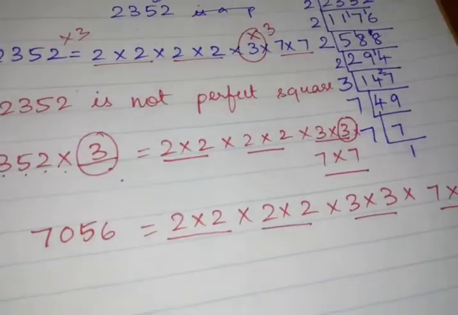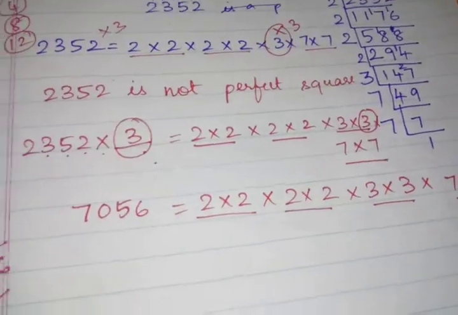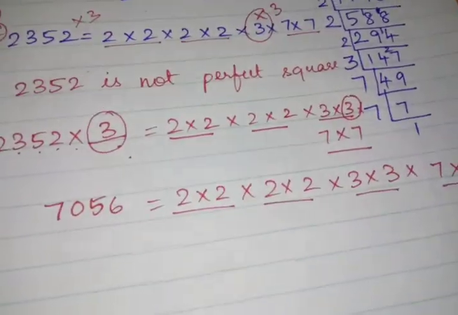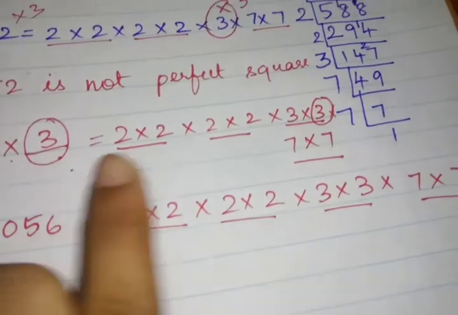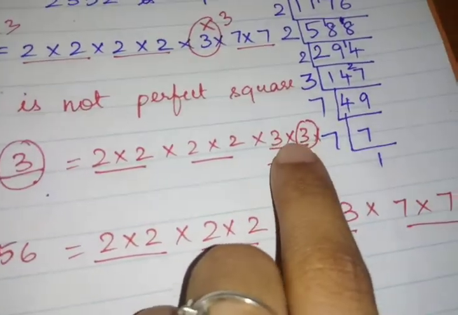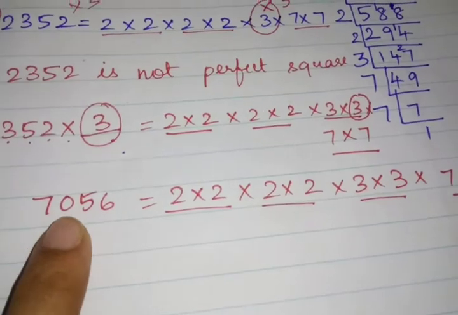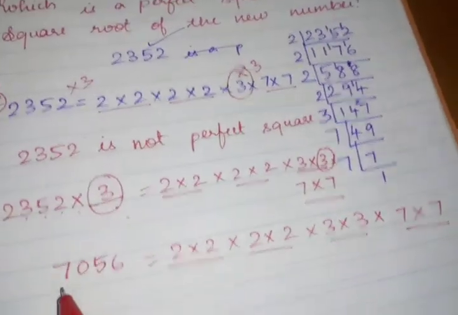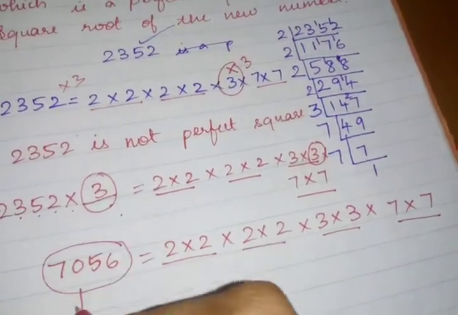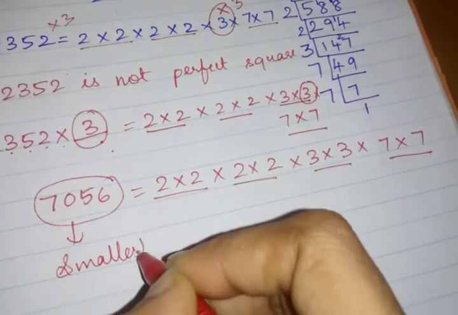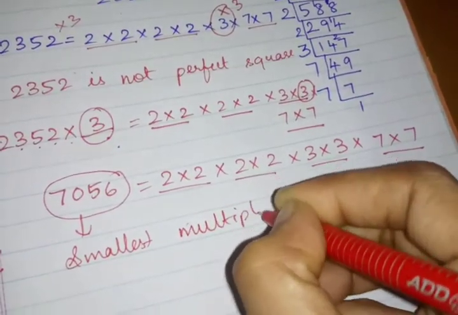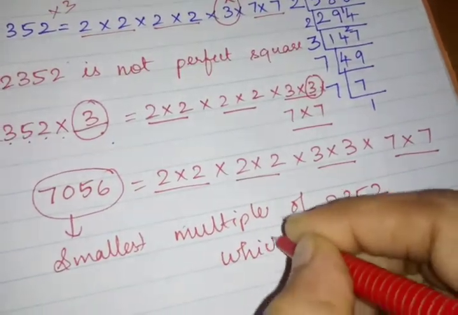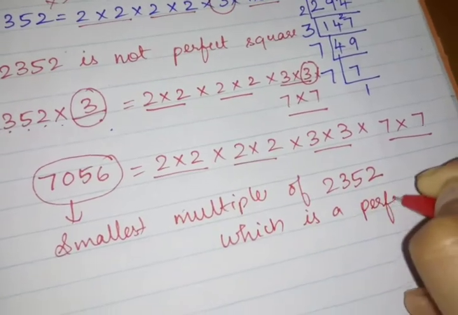You will get 2352 only, which is not a perfect square. Then into 2. Into 2 means one extra 2 will be in this, so that is also not a perfect square. Then into 3. If you do into 3, here also 3 will come, so automatically pairing takes place. So you will get 7056, which is a perfect square. So 7056 is the smallest multiple of 2352 which is a perfect square.